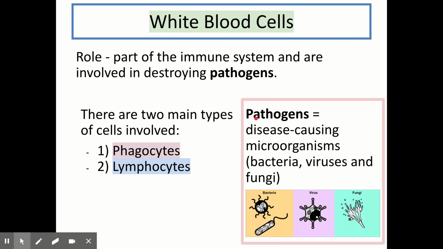Okay, so now we're finished looking at red blood cells, we're now going to focus on white blood cells. Whilst the function of red blood cells is to transport oxygen around the body, the role of white blood cells is that they are part of the immune system and they are involved in destroying pathogens.